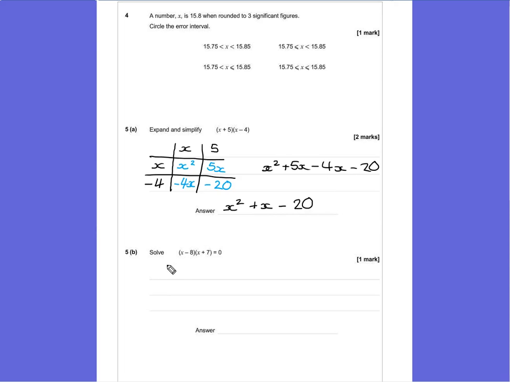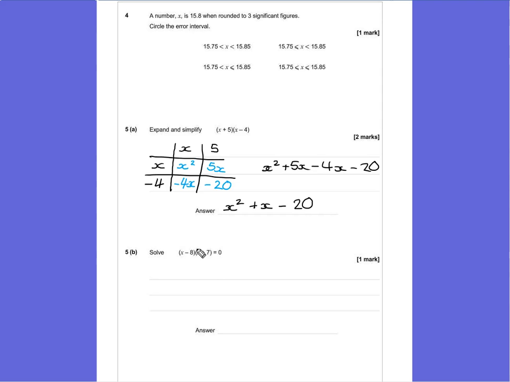In question 5b we're asked to solve the brackets x subtract 8 multiplied by x add 7 equals 0. Again, there are a few ways to solve this, one of which is to expand the brackets and use a quadratic formula, but this is a 1-mark question. It's expecting you to do this as simply as possible.